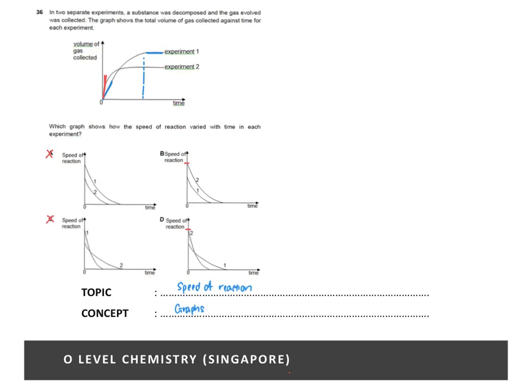Now to know whether it's B or D, we can actually tell from the time at which the reaction has completed. So if we look at experiment 1, it ended later than experiment 2. So it reaches 0 at a time that is later than experiment 2. So it will reach 0 at a time that is larger than experiment 2. So the correct answer here is D.